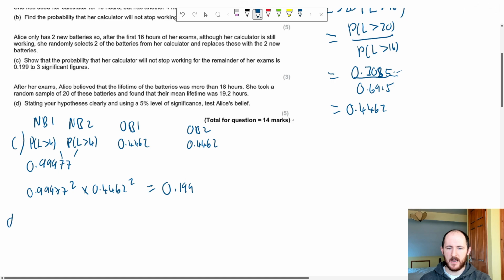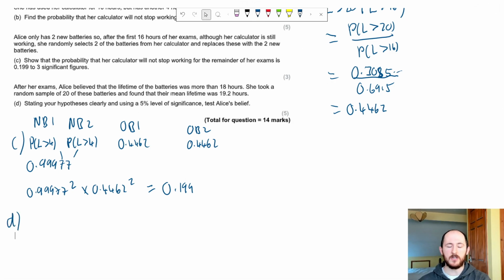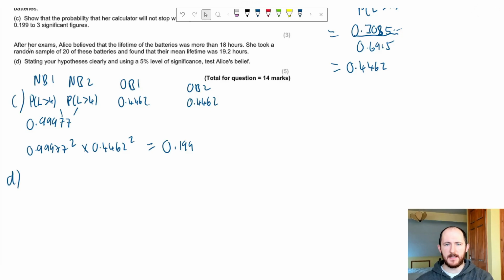Honestly, this isn't a tricky hypothesis testing. If you've done 1 or 2 with the normal distribution, you can do all of them. So for part D, it says, after her exams, Alice believed that the lifetime of the batteries was more than 18 hours. Okay, so that means that's our alternate hypothesis. She took a random sample of 20 and found that their mean was 19.2, stating your hypothesis clearly.